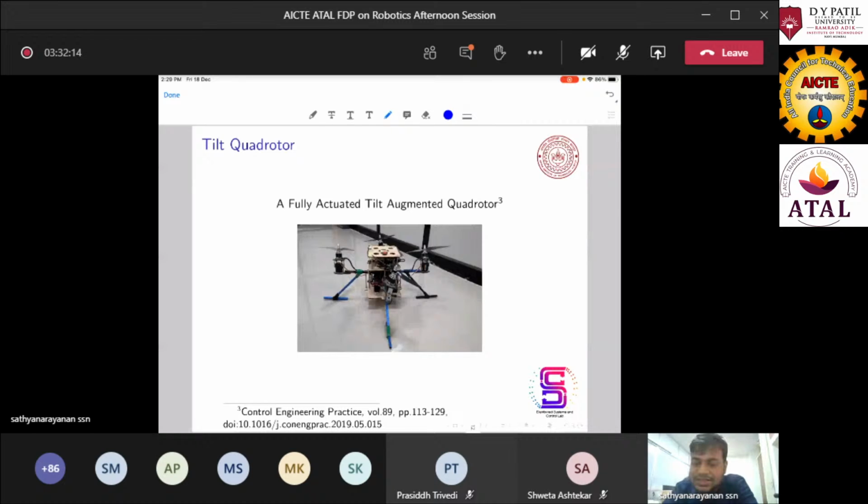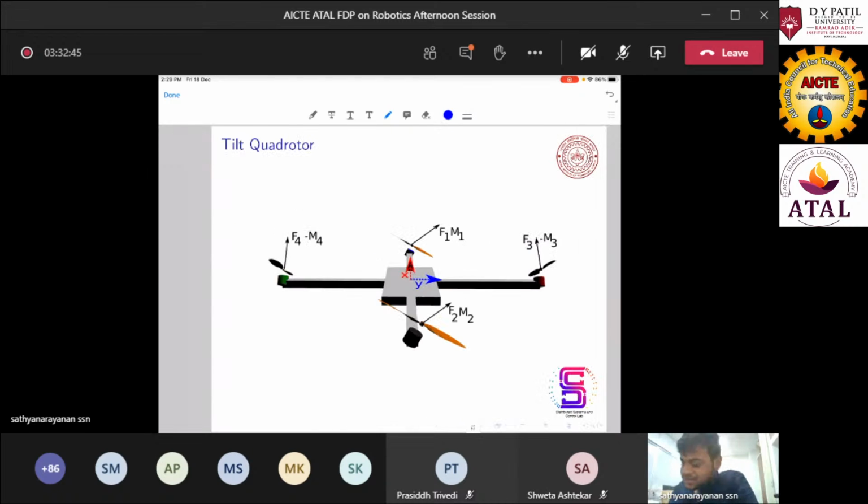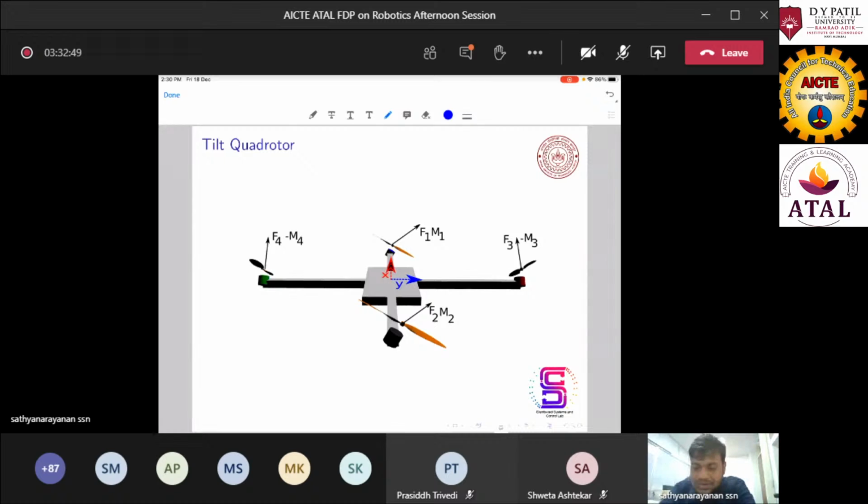Researchers have recently started working on this, and in India, as far as I know, we are the only people working on the tilt augmented quad rotor. There are a lot of open problems in it: how do we design the desired path, how do we avoid obstacles, or how do we come up with a better control allocation for such vehicles. So let me show you what we have in our lab.